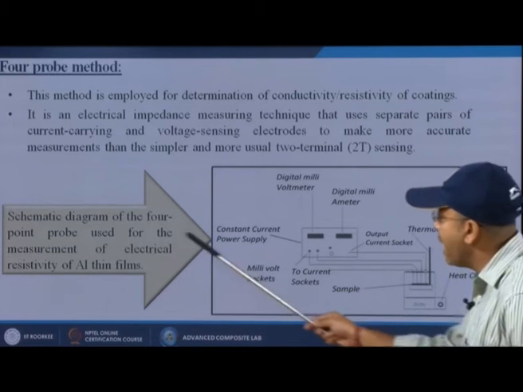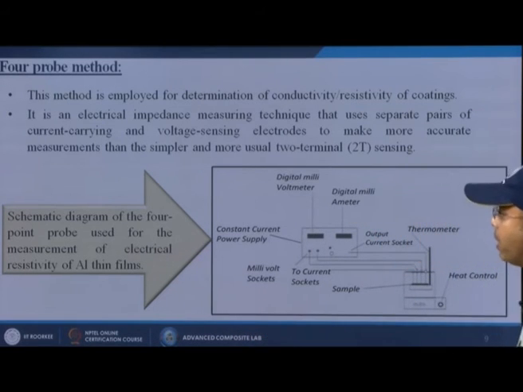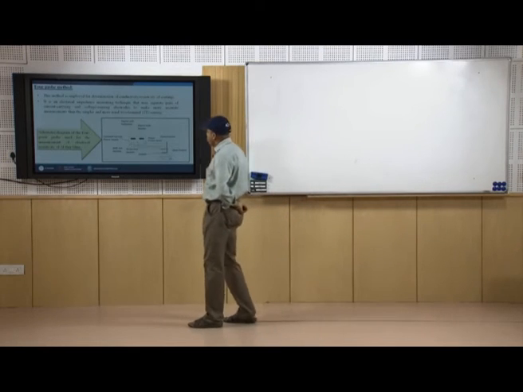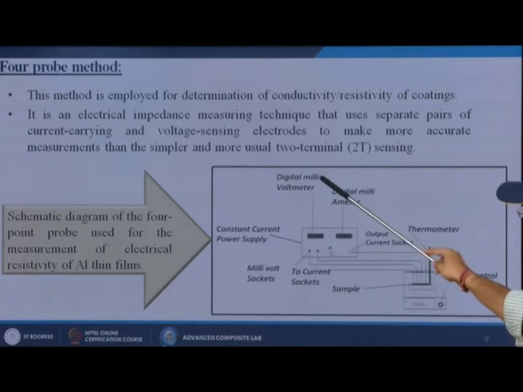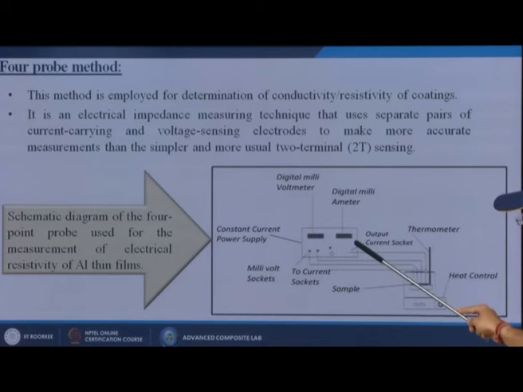So here is the schematic diagram of the 4 point probe used for the measurement of electrical resistivity of an aluminum thin film. Here we are keeping the sample, 4 pins are coming; in 2 pins we are giving the current, and with 2 pins we are just measuring the potential difference, or V. This is the instrument, where it will show you the voltmeter, the ammeter, and we have a constant current power supply at the back, then one millivolt socket and current sockets. We keep the sample over here.